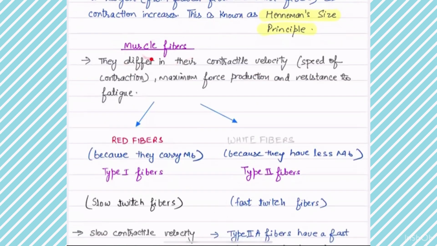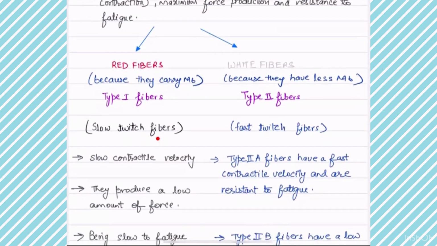Muscle fibers can be categorized. They differ in their contractile velocity, that is speed of contraction, maximum force production, and resistance to fatigue. We have red fibers because they carry myoglobin, and white fibers because they have less myoglobin. These are called type 1 fibers and these are called type 2 fibers. Further, they are also classified as type 2A and type 2B. Red fibers are called slow twitch fibers, whereas white fibers are called fast twitch fibers.